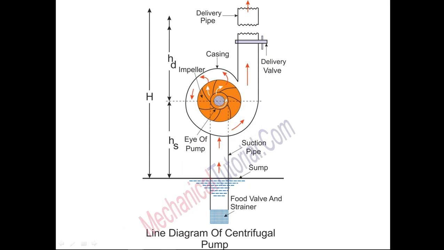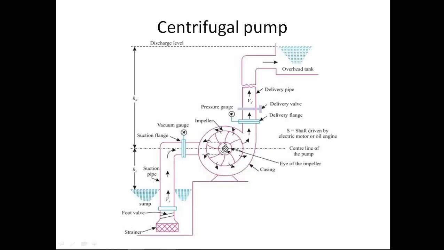A strainer and foot valve are connected to the lower end. Strainer and foot valve both are connected at the lower end of the suction pipe. This strainer is used to keep debris from entering the suction pipe, and hence only clear water enters the impeller. And the foot valve is a kind of non-return valve which does not allow the liquid to go back into the sump.